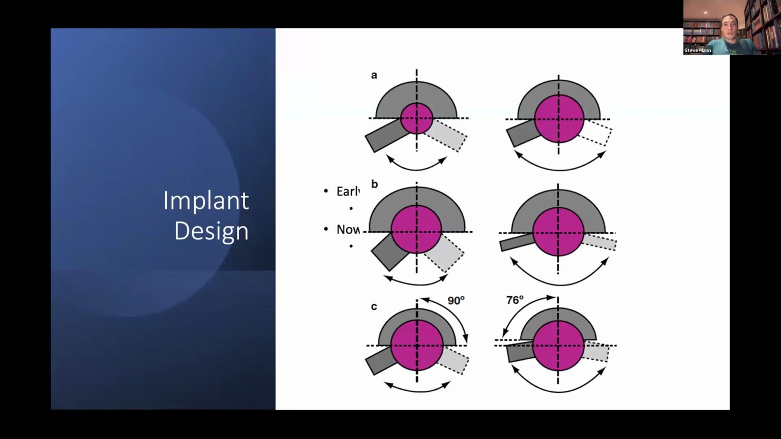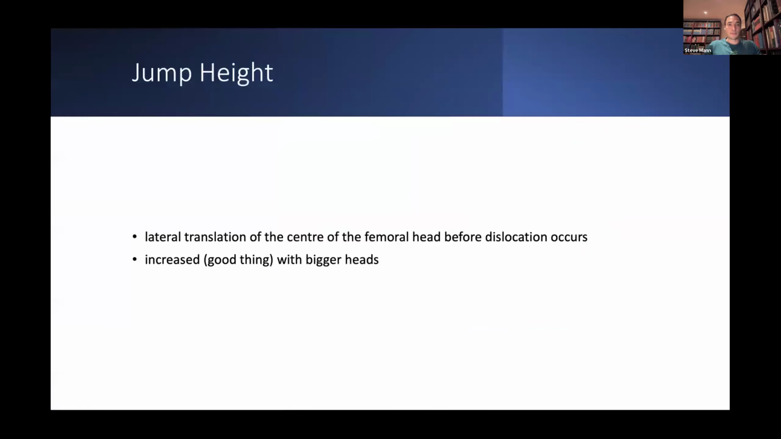So you can see in this schematic here in part A, if you go from a smaller head to a larger head and you keep everything else the same, the thickness of the neck and everything else, you have greater range of motion before the neck will impinge against the edge of the cup. So you can take your hip through a greater range of motion before you lever it out of position. So that is one of the major benefits.